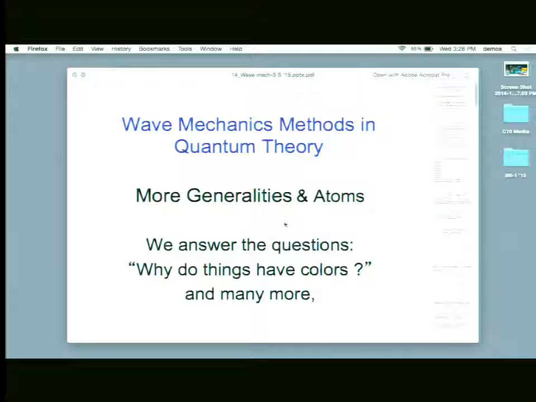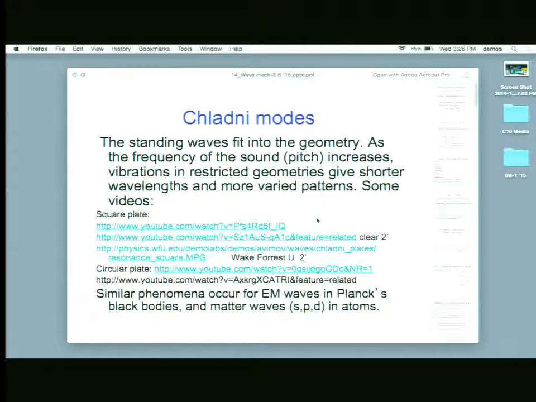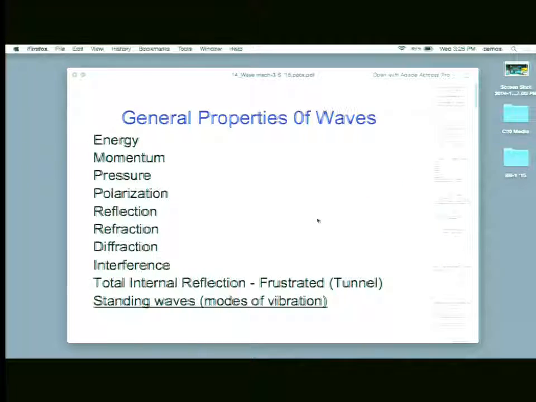Okay, well, let me go on to some of the things that we're going to talk about. Again, about general properties of waves. I want to make this general. We've talked about these, the Schrodinger's picture will be these standing waves.